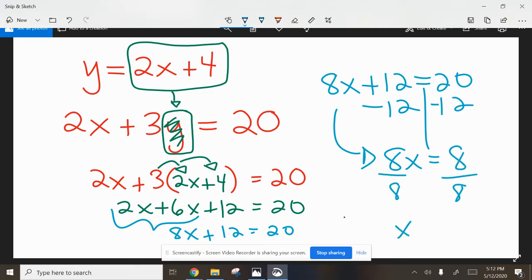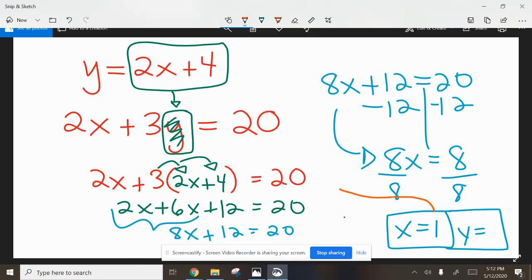Obviously, what times 8 equals 8? x equals 1. And that's great. That's what we want. Now, you know what x is, but you don't know what y is. So this step is actually the super easiest step. You are going to take this 1, this x, and plug it in to the first piece of the puzzle. You cross this x out, you plug in 1 right there. 2 times 1 is 2, plus 4 is 6.